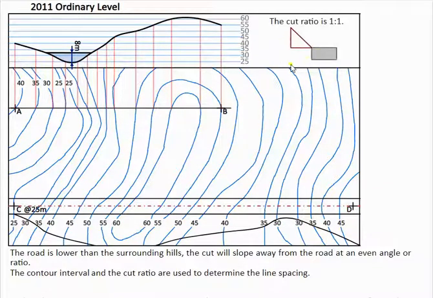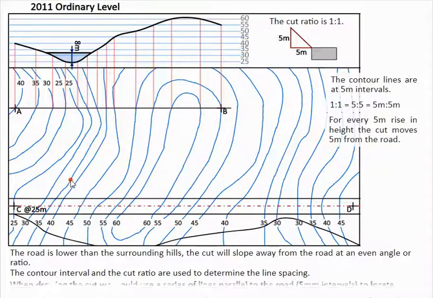Now if we look at the next section here, our ratio for cut in this question is 1:1, and basically what we have to do is set up our height lines here. Looking at the interval height, they're 5 meter distances, so that's going to be 1 multiplied by 5, so all our height lines are going to be out in 5 meter intervals.